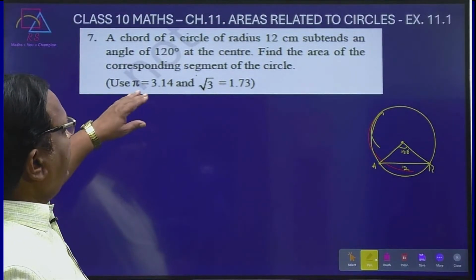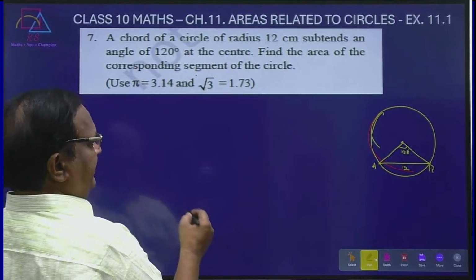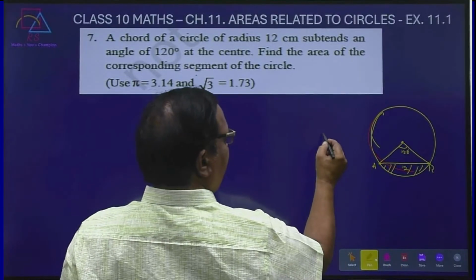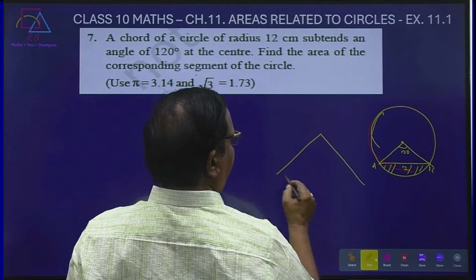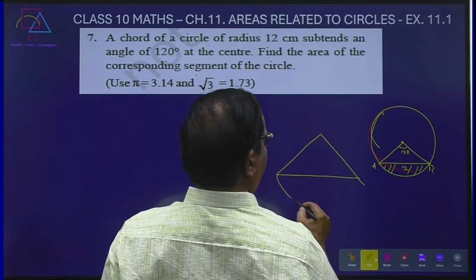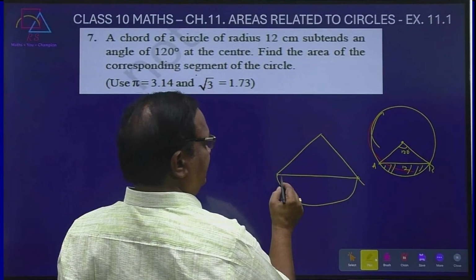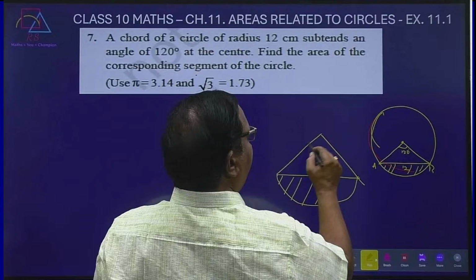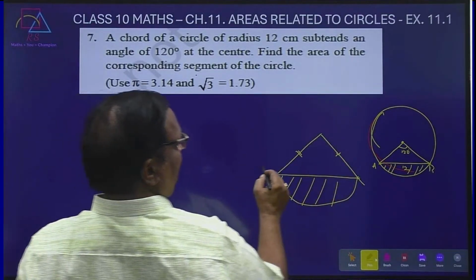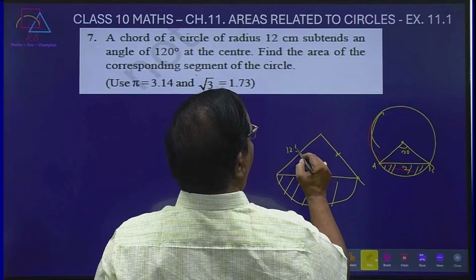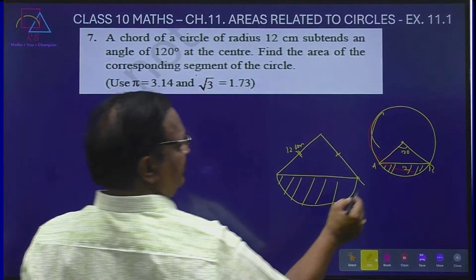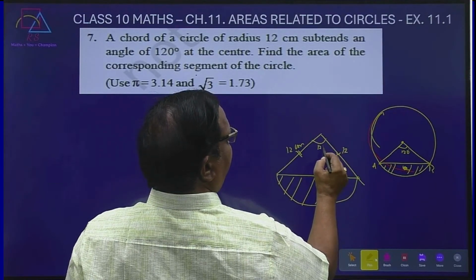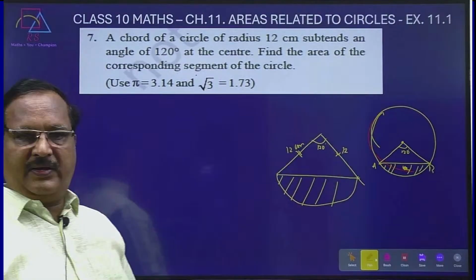And find the area of the corresponding segment. That means we have to find out this. I will draw a picture here so that you will understand. The same circle, and this segment is what we have to find out. Now, this radius is how much? 12 centimeters. And this is the chord, because this angle is 120 degrees.